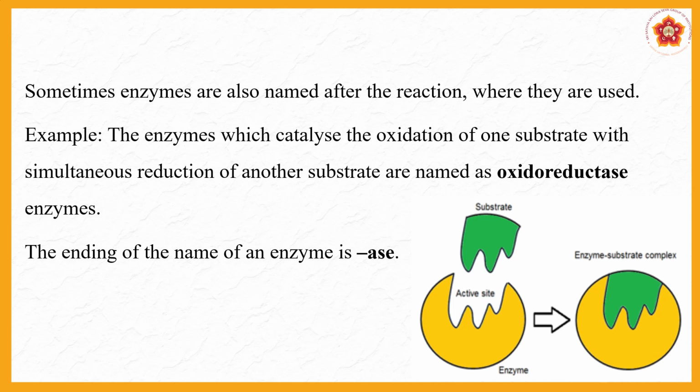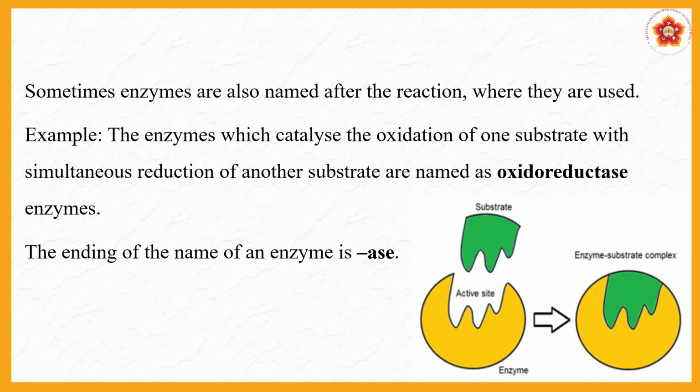Sometimes enzymes are also named after the reaction where they are used. Example, the enzymes which catalyze the oxidation of one substrate with simultaneous reduction of another substrate are named oxidoreductase enzymes. The ending of the name of an enzyme is always ASE.